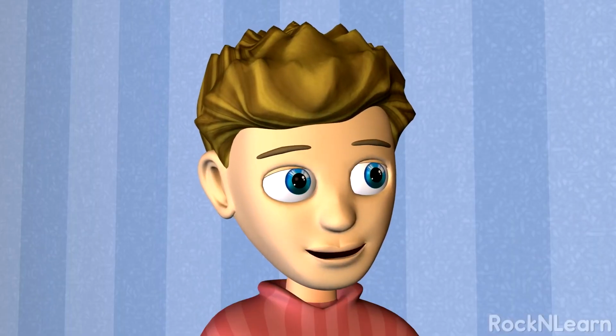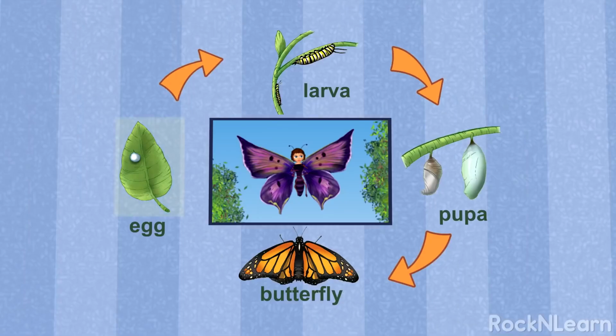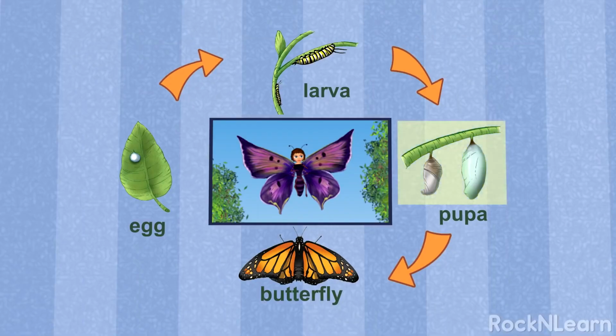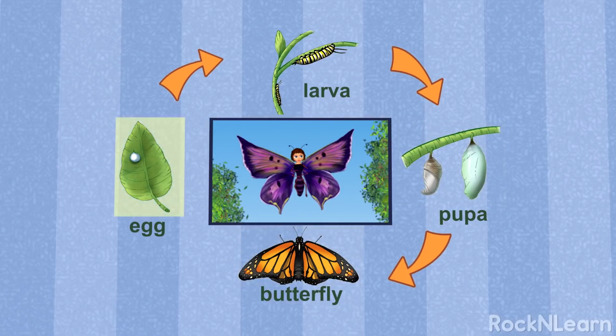So let me get this straight. As a butterfly, you start as an egg. Next, you hatch into a larva, and you eat, grow, and molt. Several times. Then you become a pupa. That's where you rest and complete your transformation. And finally, you emerge from the chrysalis as an adult butterfly. Then you lay eggs, and the whole process starts over again.